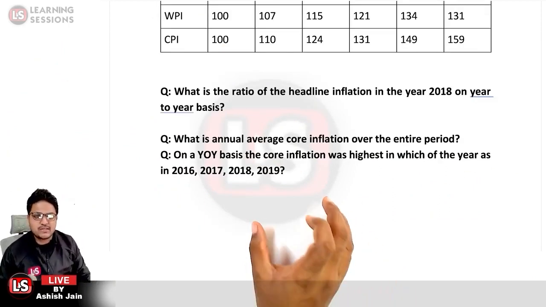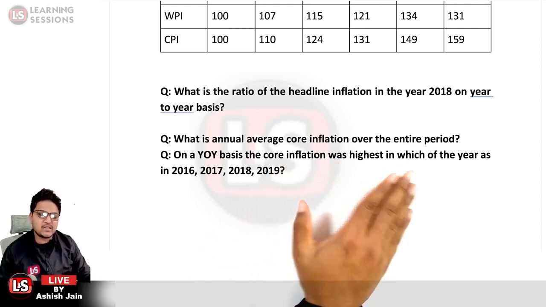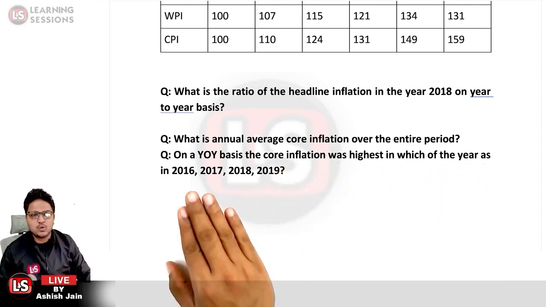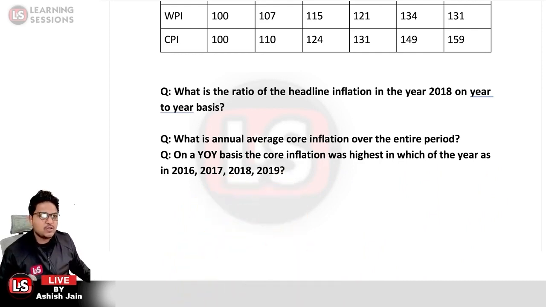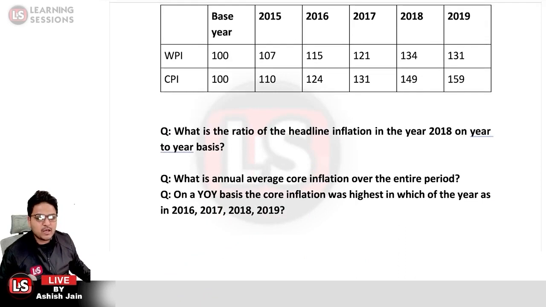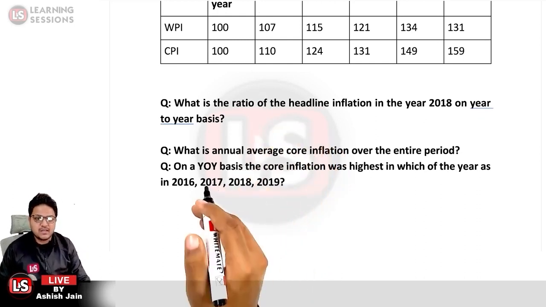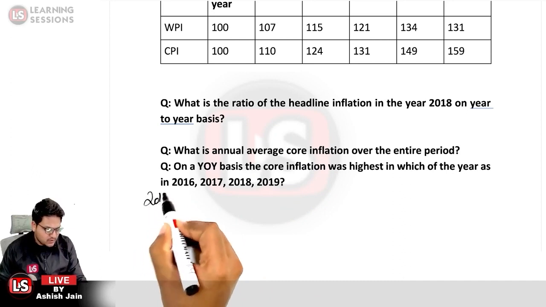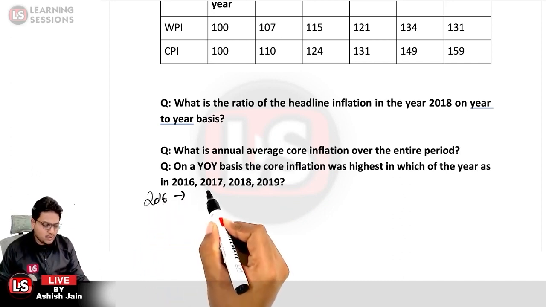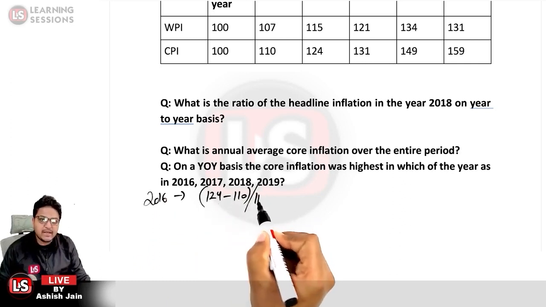In the last question, it is said that on a year to year basis, the core inflation was highest in which of the years: 2016, 17, 18 or 19. I just told you how we calculate year on year basis. If we want to calculate it for 2016, we take the last year. That will be equal to 124 minus 110, divided by 110.